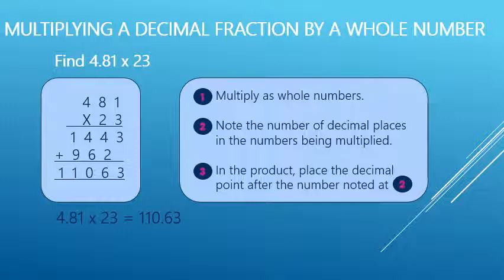Therefore 4.81 multiplied by 23 is equal to 110.63. We can say 481 multiplied by 0.23 is equal to 110.63.